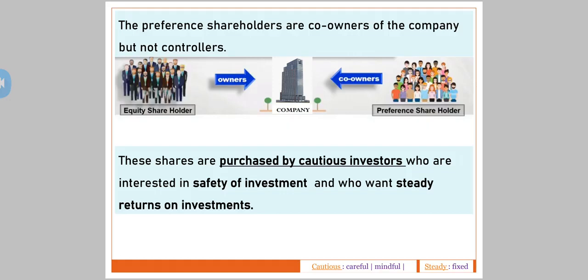These shares are purchased by cautious, careful investors who are interested in safety of investment. Safety of investment, that is, return of capital money before equity shareholders. So can I say my capital got saved, or I can say my investment is safe, as at the time of liquidation of the company I will be the first one to get the capital. And secondly, who wants steady returns on investment? Steady means fixed return on investment. We have studied that the rate of dividend of preference shares is fixed. So can I say it is steady returns on investment? That is, I will be getting fixed return on investments.